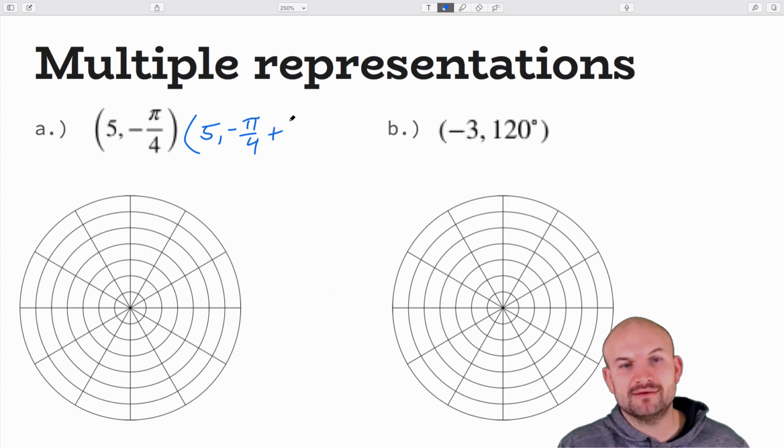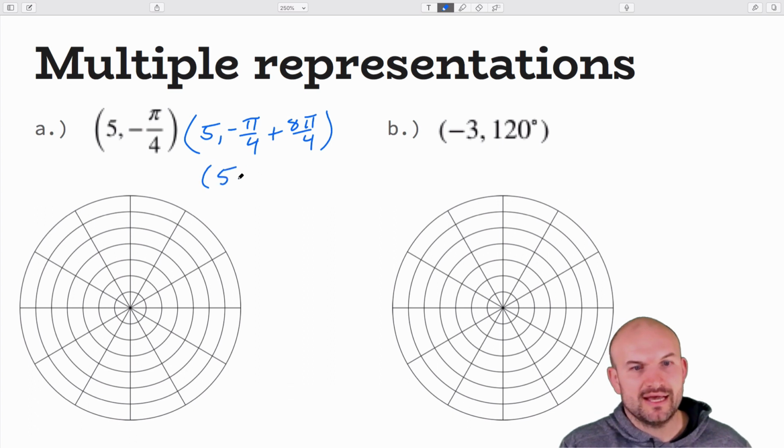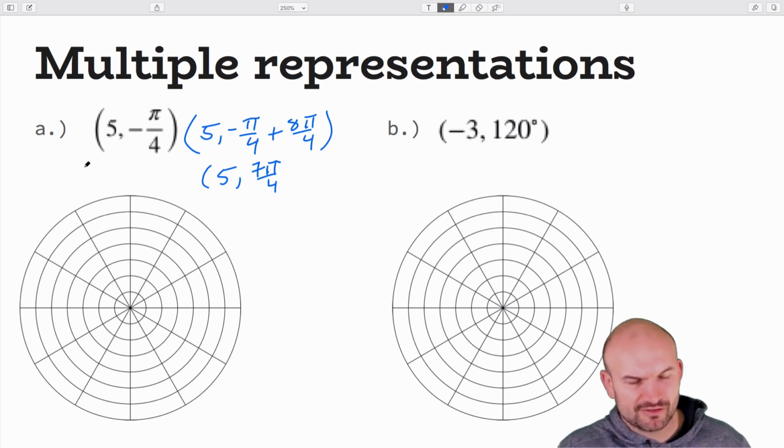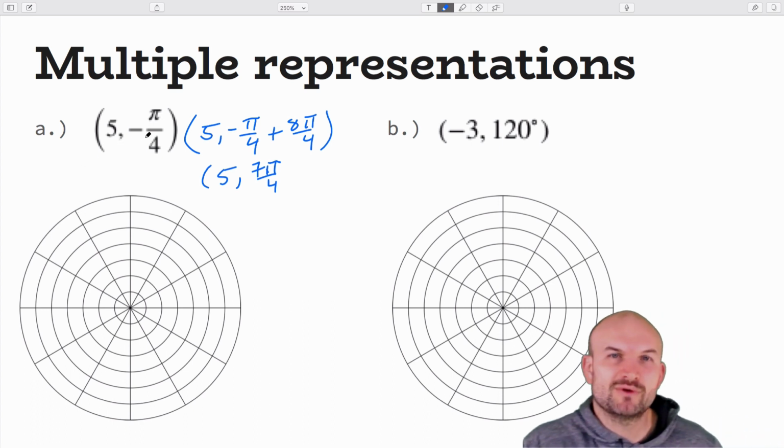I'm going to add 2 pi, which would be 8 pi over 4. So that's the easiest thing I can do, and that's going to give me 7 pi over 4. Okay, so let's go and plot the graph. Actually, I should probably have done that first. First thing you want to do is plot the point.